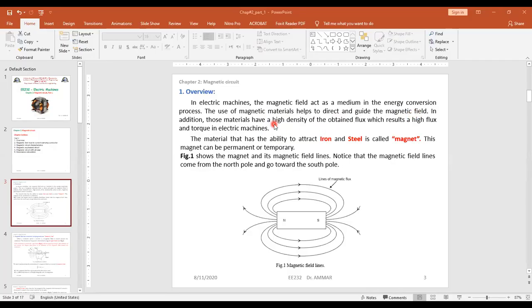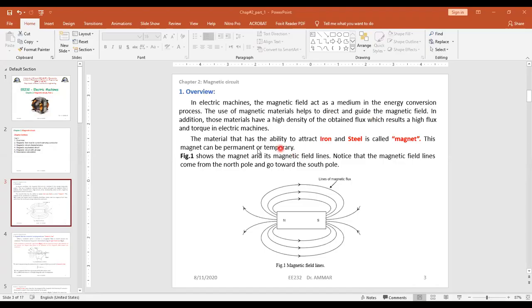Why? Because these materials have a high density and can produce a high flux. And this flux, we are going to see it later, is very important in electric machines to produce torque, especially in the rotating machines.